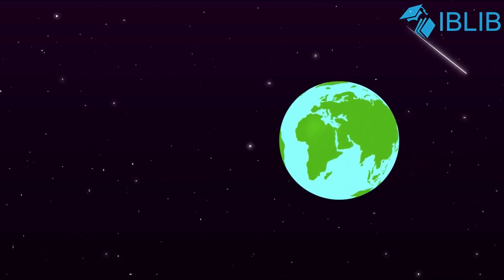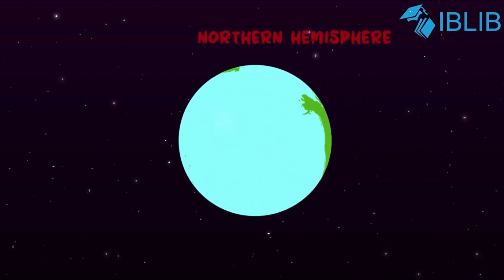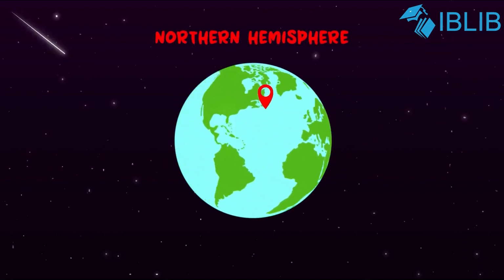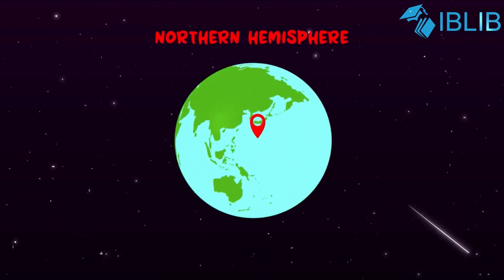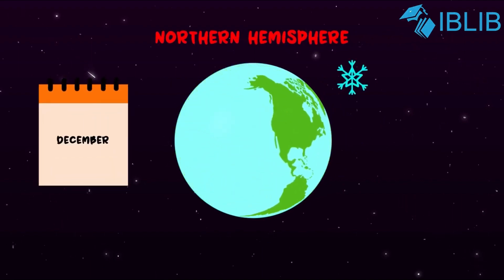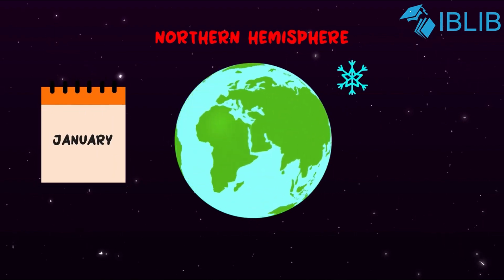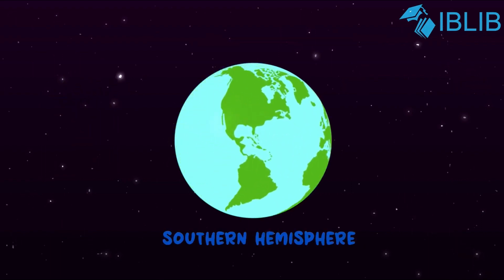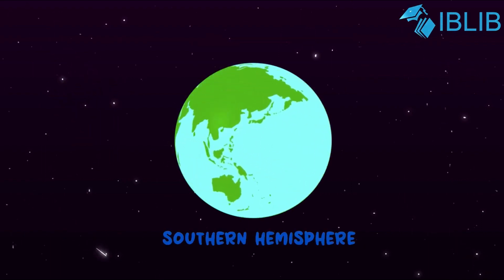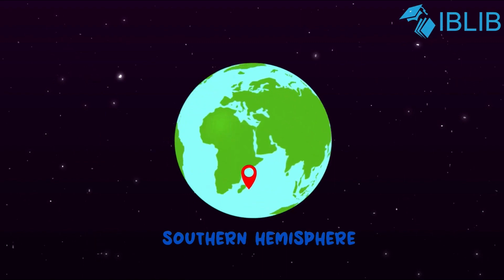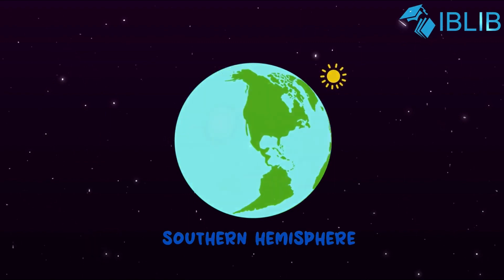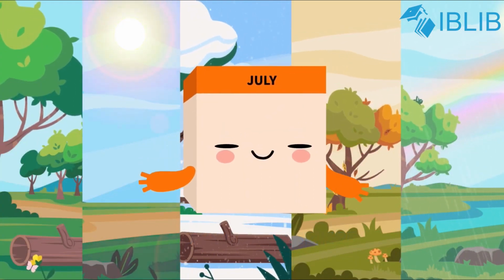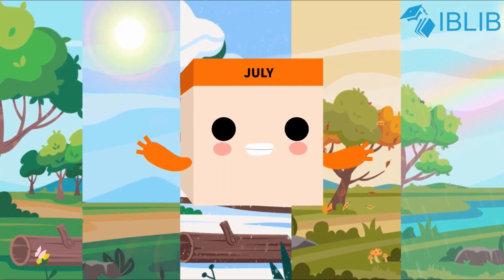For example, if you live in the northern hemisphere, like in Europe, USA, or India, then winter happens in December, January, and February. But if you live in a southern hemisphere, such as Australia or Latin America, it's summer during these months. I hope now you know how the seasons change on Earth.